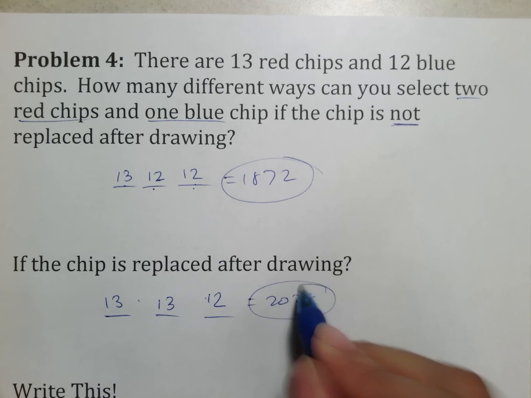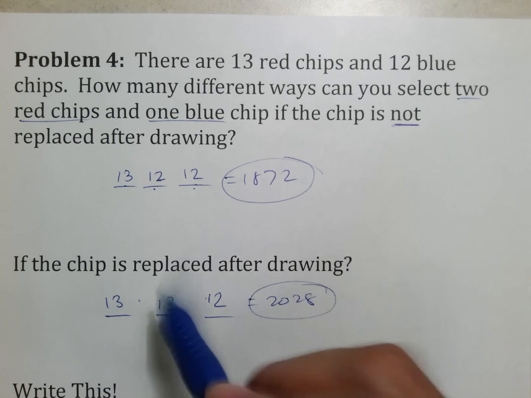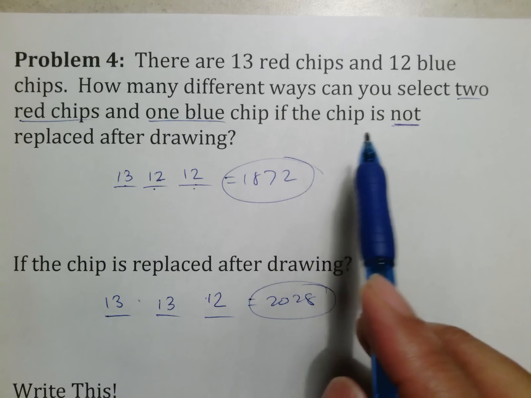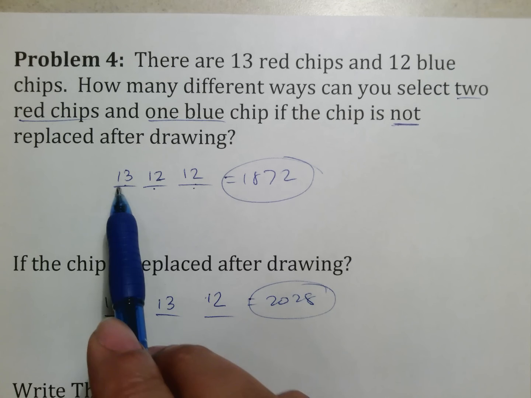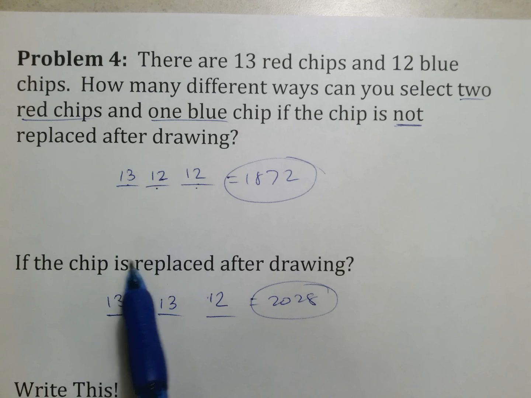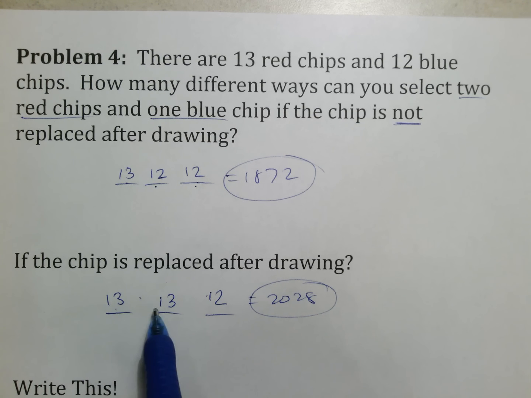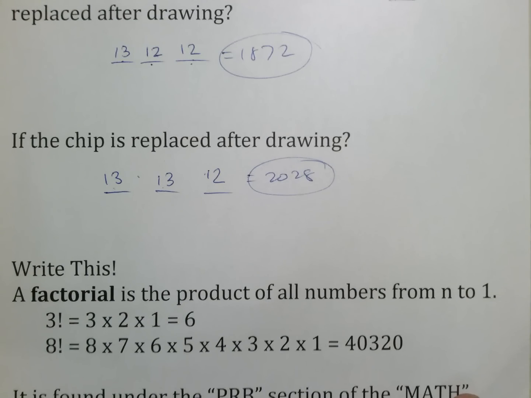So this is where you have to consider replacement versus non-replacement. Again, notice when I don't replace it that the first selection changed my second selection. When I did replace it, my first selection did not affect my second, and that's what you need to keep track of. Alright?